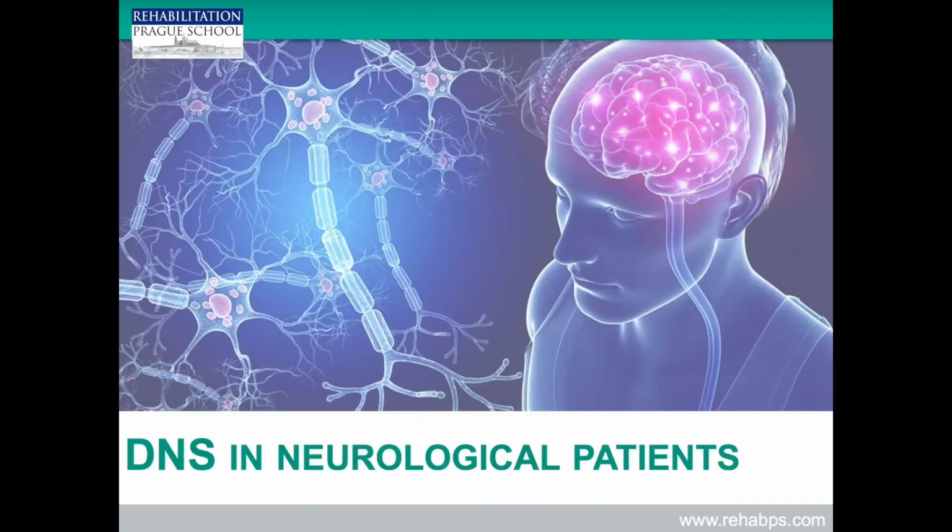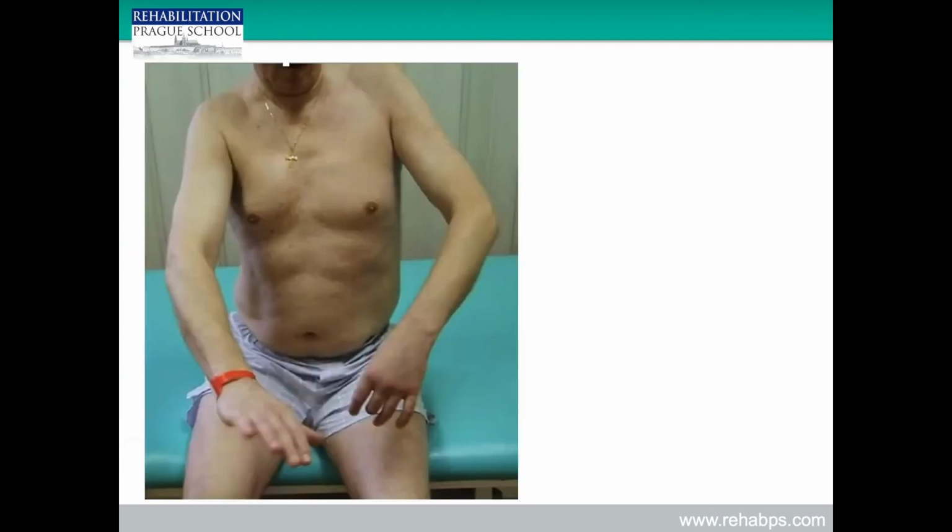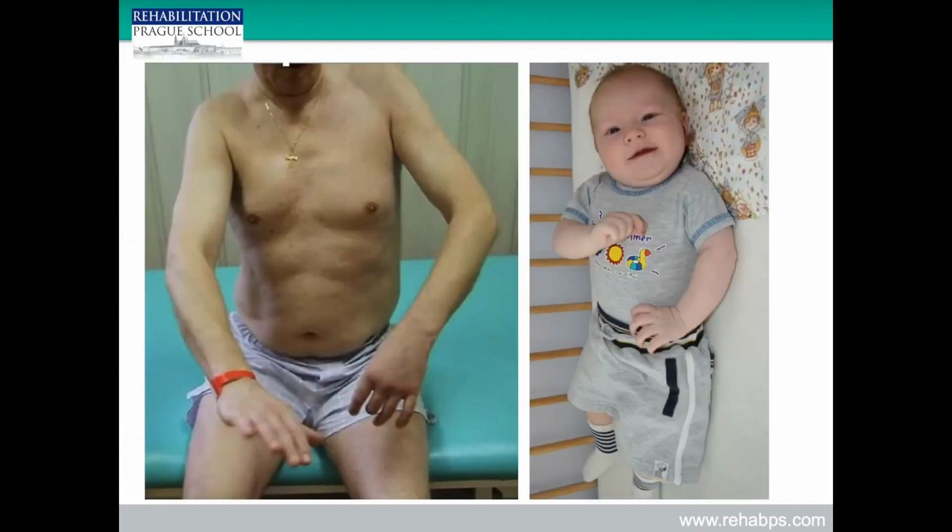DNS can also be applied in neurological patients with various central and peripheral nervous system disorders. It is important to analyze neurological symptoms in detail and set up optimal treatment strategies based on clinical neurological assessment. CNS disorders are analogous to ontogenesis reversed. That is to say, the greater the brain lesion, the more the patient's posture resembles that of the neonate.